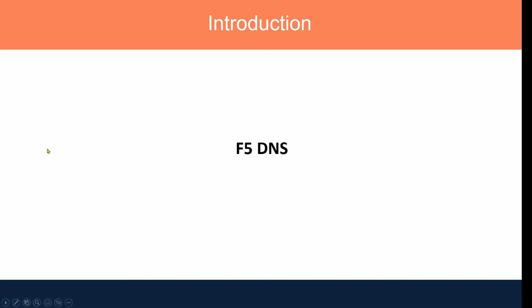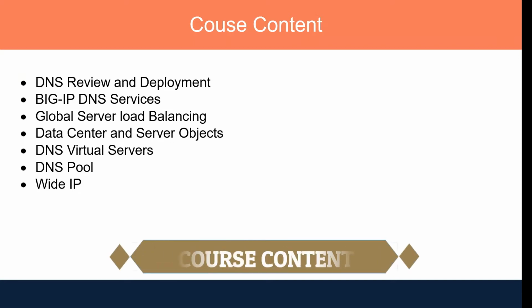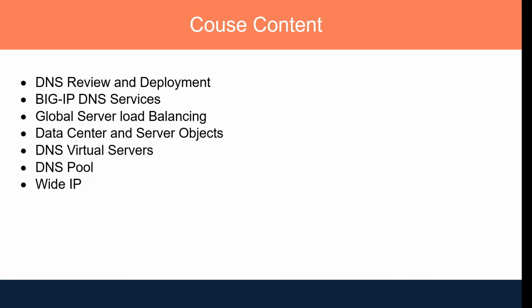But before that, I just wanted to talk about the course that we are going to cover here. These are the modules which we are going to cover in F5 DNS. We are going to talk about DNS review and deployment, Big IP DNS services, global server load balancing as well, data center and server objects. We will also talk about DNS and virtual server, and DNS pool, wide IP, etc. These are the main topics, and under these topics there are sub-contents as well. All those things we are going to cover in this course.